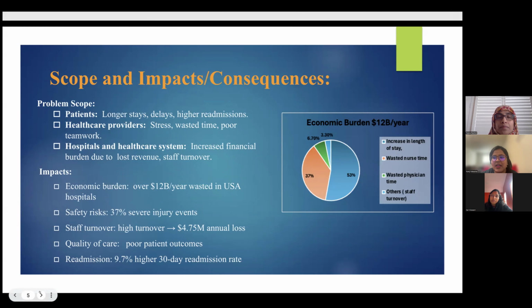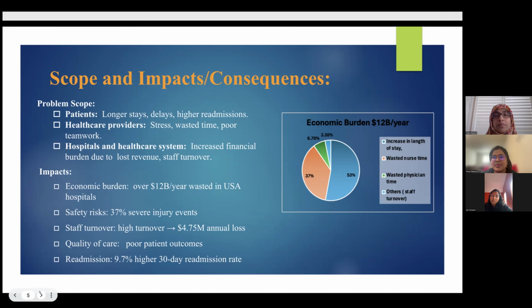For example, a 500-bed hospital in Texas lost $4 million per year due to workforce disruption caused by poor communication. Poor communication has wide-ranging consequences. It increases the economic burden. In the USA, hospitals wasted more than $12 million due to poor communication.